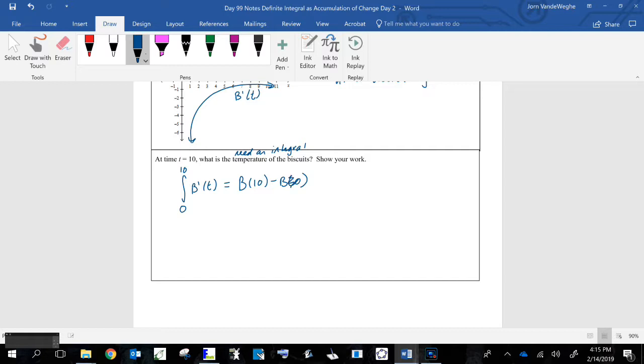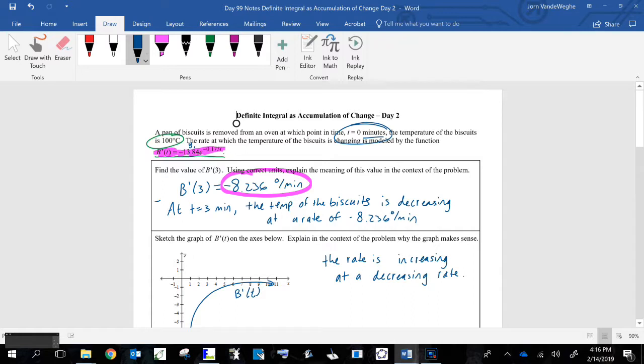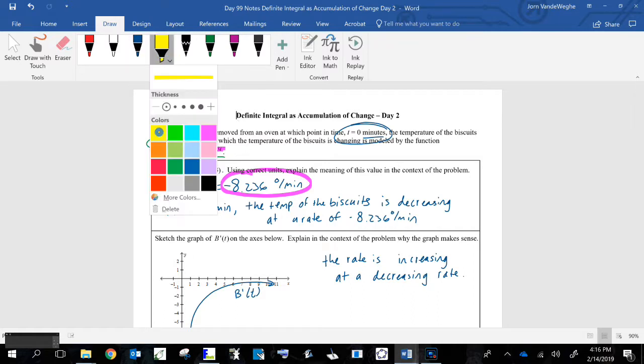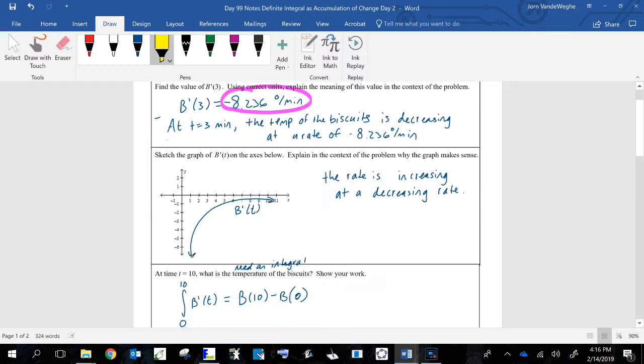Now you may say, well, Mr. Vandermeer, how did you know that you were going from 0 to 10? That's a great question. I know because I read the question stem, and it gave me only one temperature in the entire problem: at t equals 0 minutes, the temperature is 100 degrees. Had they said at t equals 5 the temperature is 100, I would have gone from 5 to 10. But the only one I have is 0, 100 degrees.